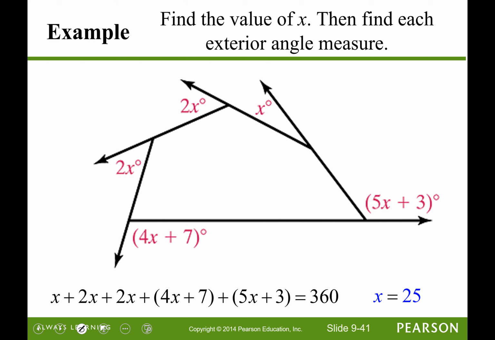So 25 times 2, this would be a 50 degree angle. This one would be 25 because it's just x. This one here would be double the 25, so another 50 degree angle. The one here, 4 times 25 is 100 plus 7. So this would be a 107 degree angle. And last one, 5 times 25 is 125, plus 3. So that would be a 128 degree angle. And if you want to check your work, add all of those up and you will get 360 degrees.